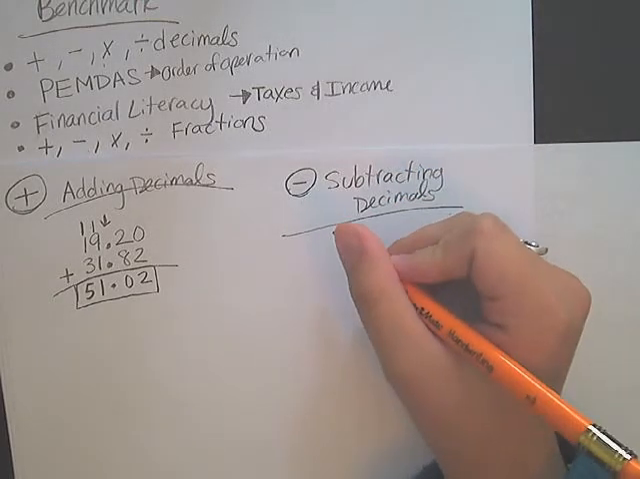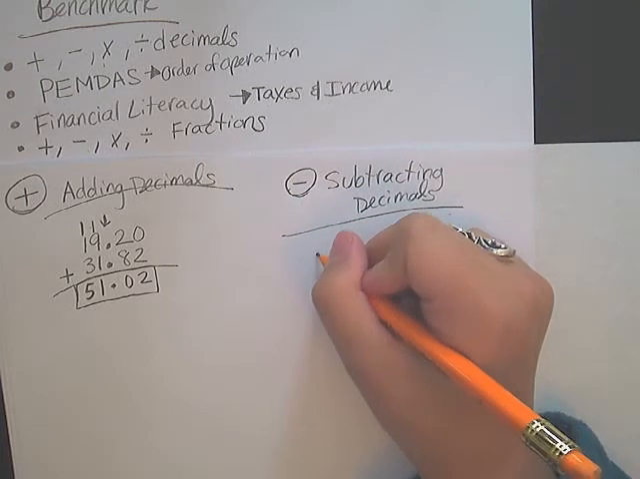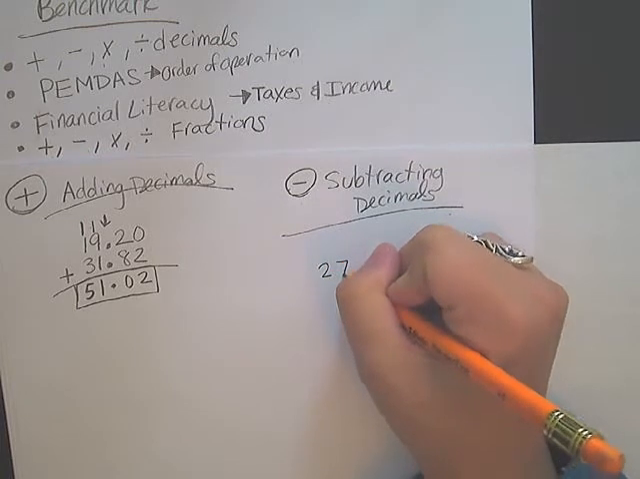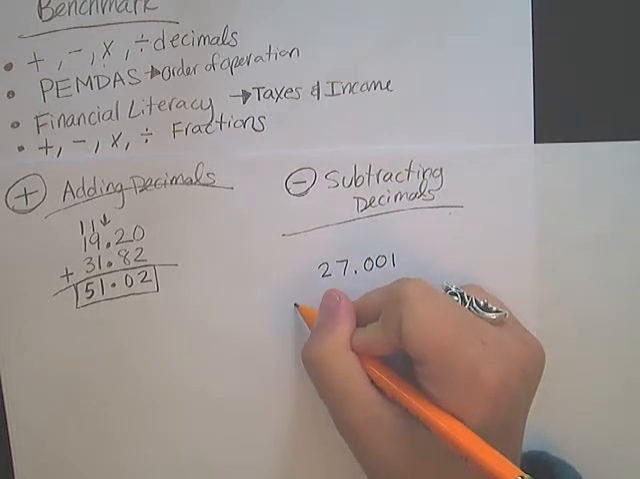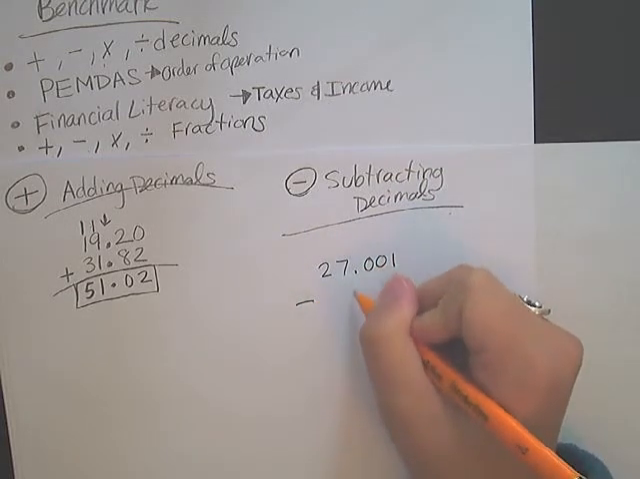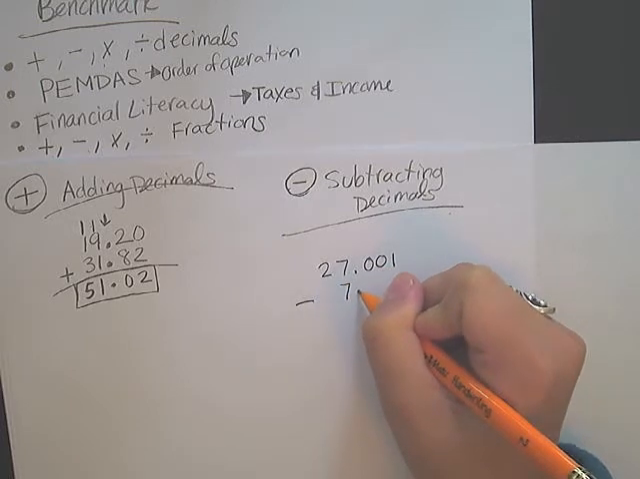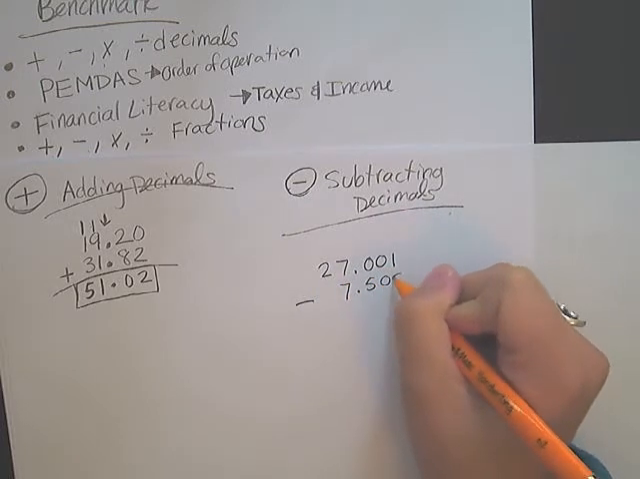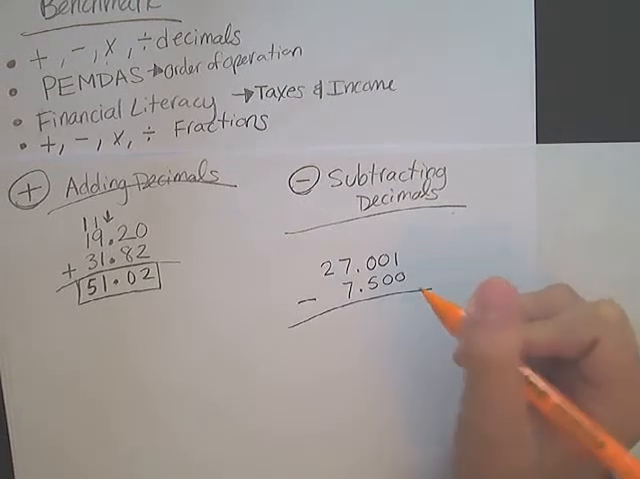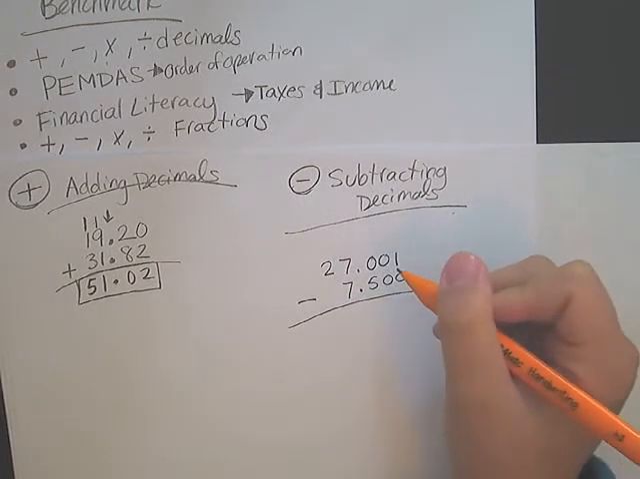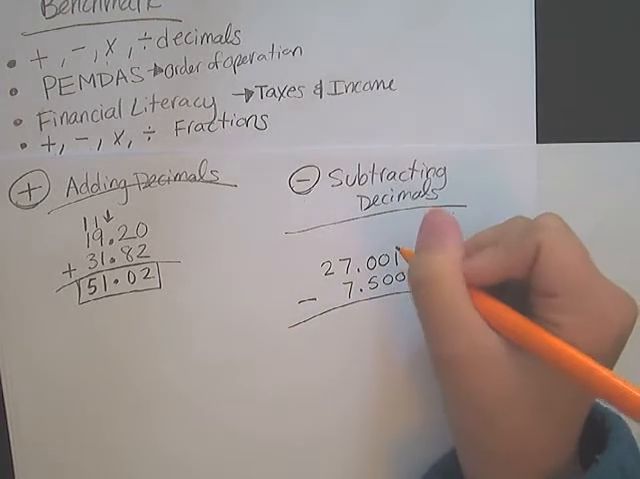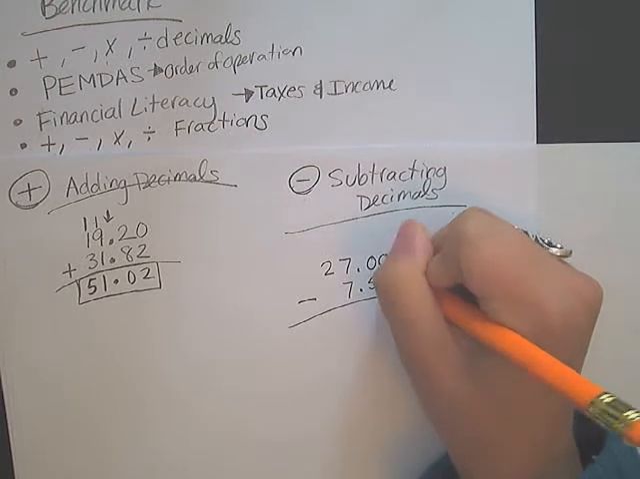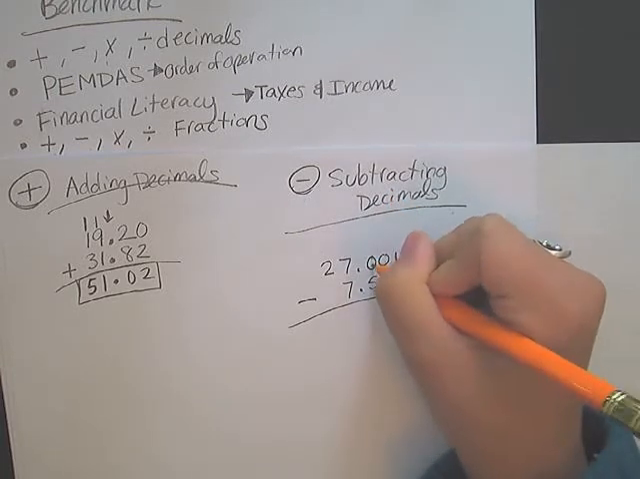So we are gonna do 27.001, and we're gonna do minus, and again, you have to line up your decimals. 7.500. All right, so whenever you're subtracting, it's the same exact thing. You have to line up your decimals, and then you just subtract how you would any other day. So 1 minus 0 is 0, 0 minus 0 is 0. Then we have 0 minus 5.